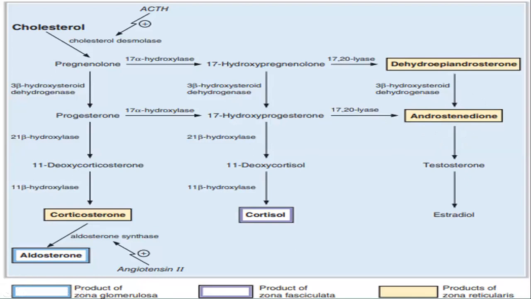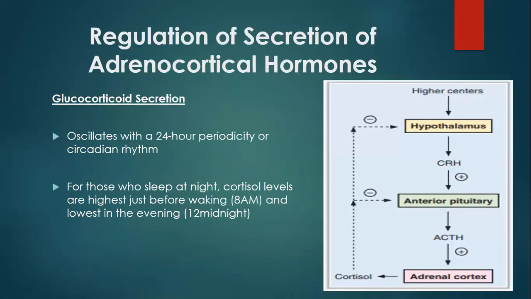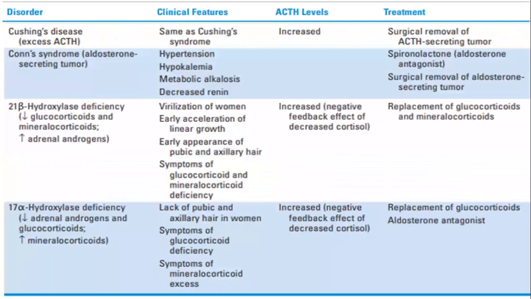So an increased level of these androgens would result in virilization in women, and since these are sex hormones, you have increased production of these precursors of your sex hormones. So this causes early acceleration of linear growth and early appearance of pubic and axillary hair. Okay, so this in turn also suppresses gonadal function of both men and women. So early appearance of pubic and axillary hair, early acceleration of your linear growth.